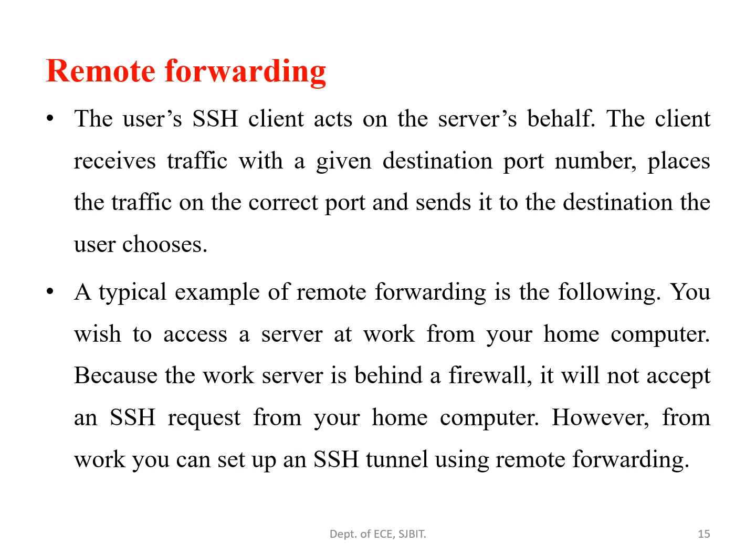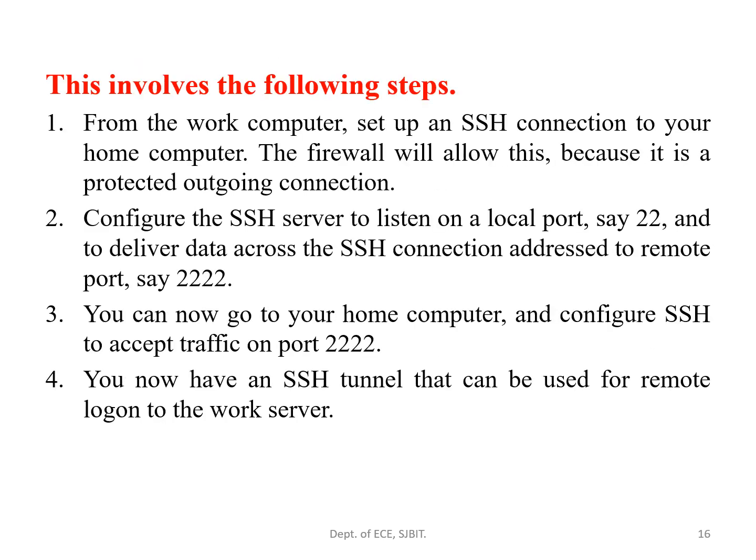So when you have an office server and need to connect to it from your desktop, we cannot connect directly, so we need to tunnel it. This involves the following steps. First, from the work computer, set up an SSH connection to your home computer. The firewall will allow this because it is a permitted outgoing connection.